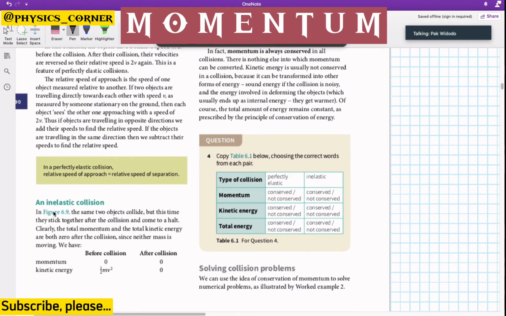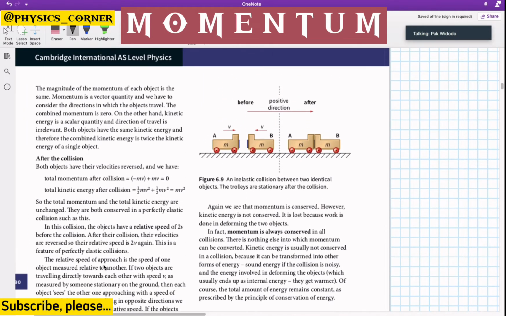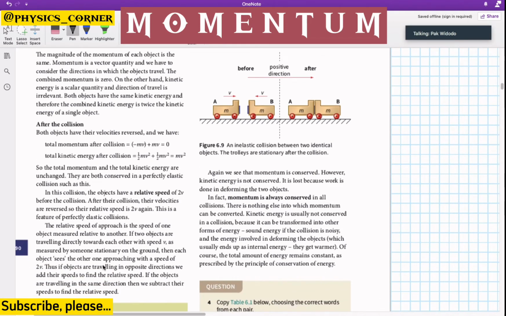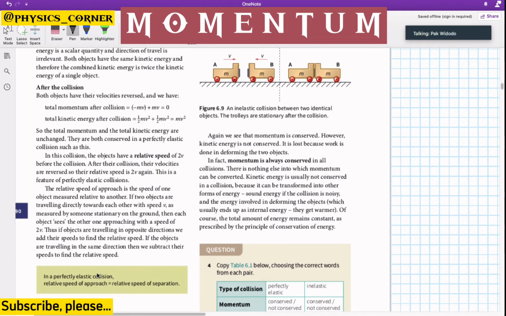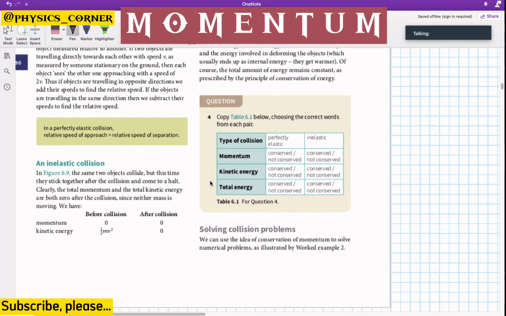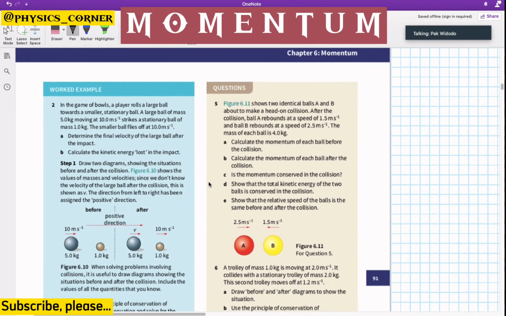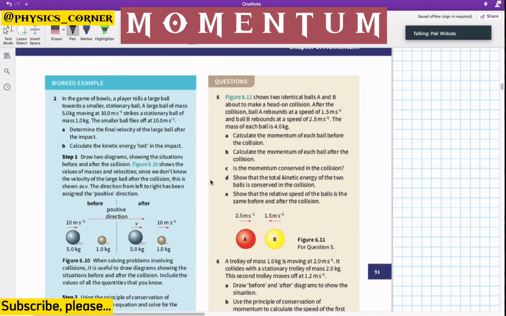Then an inelastic collision is when before and after are different. Some of the energy is lost, changed into other forms. But in fact, momentum is always conserved in all collisions. Okay, maybe a little bit fast. Actually, we go to the end chapter questions. Later we will look at the end chapter questions, which seem more suitable.